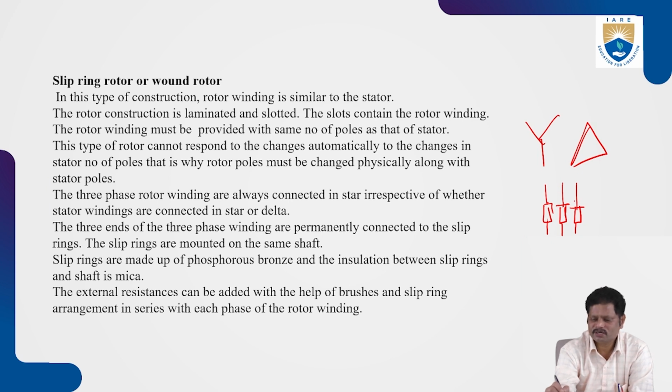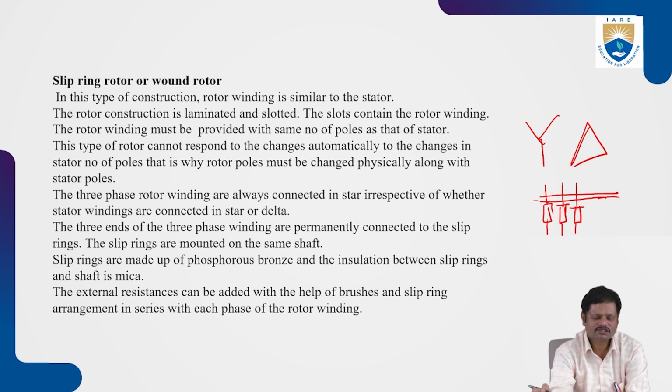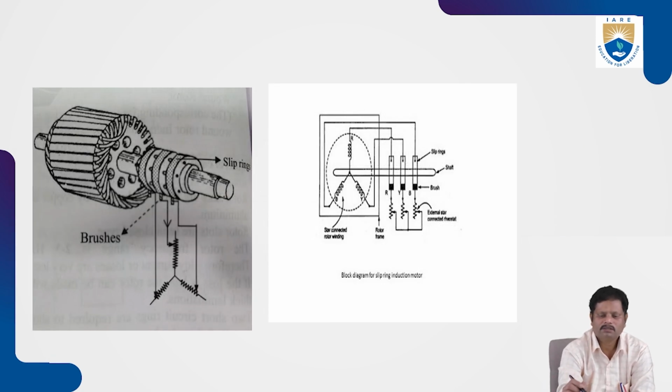These slip rings are mounted on the same shaft. Slip rings are made up of phosphor bronze, and the insulation between slip rings and shaft is mica. The external resistance can be added with the help of brushes. We use carbon or graphite brushes, and the slip ring arrangement is in series with each phase of the rotor winding. Here the slip rings are shown, and these are mounted on the same shaft.